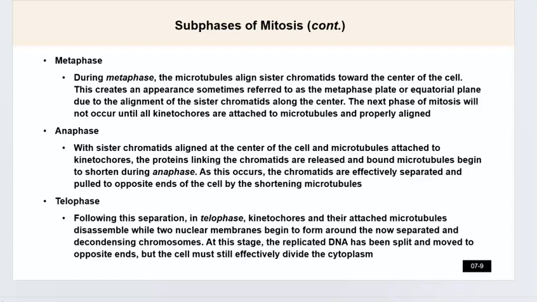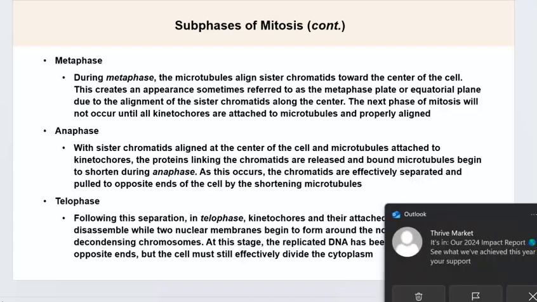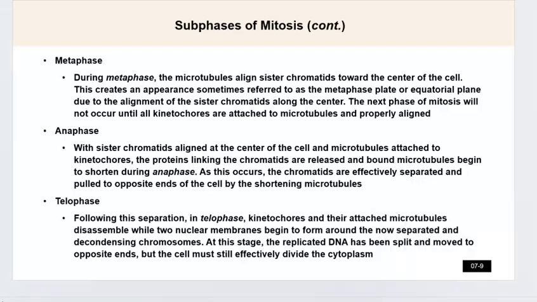So now you have this separation, and now the attached microtubules disassemble, while two nuclear membranes now need to form around the now separated chromosomes. So at that stage, the replicated DNA has been split, and it's moved to opposite ends. Okay? But the cell must still effectively divide the cytoplasm.